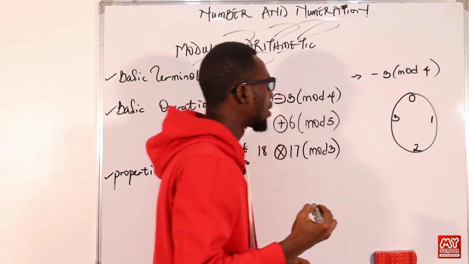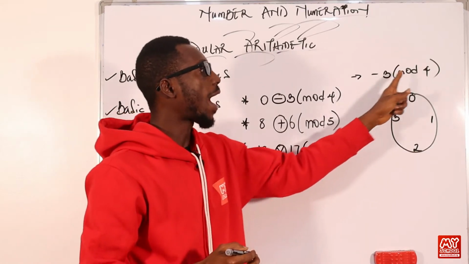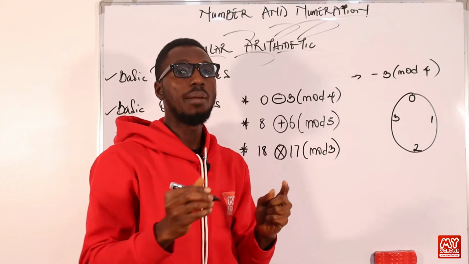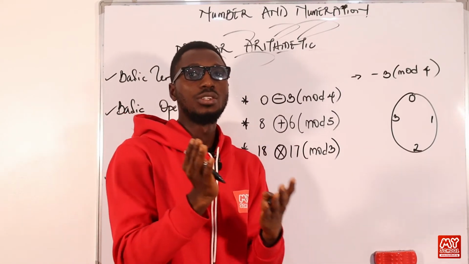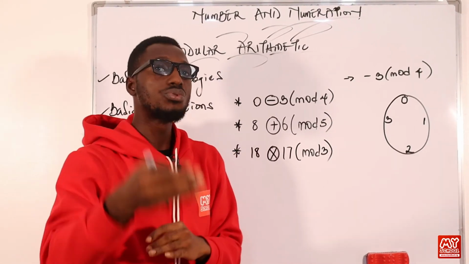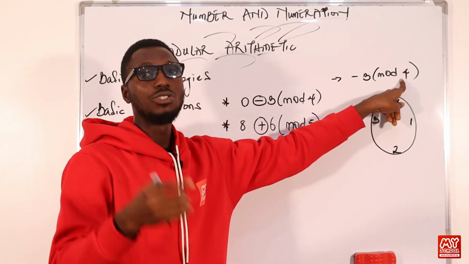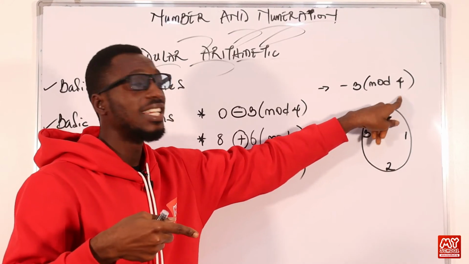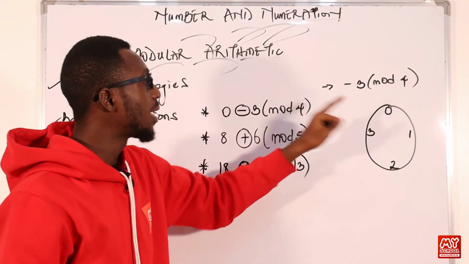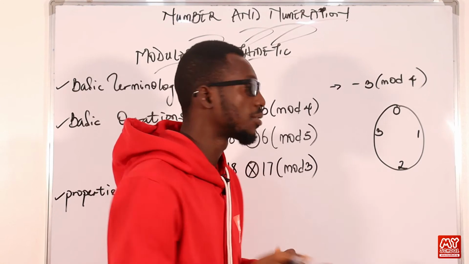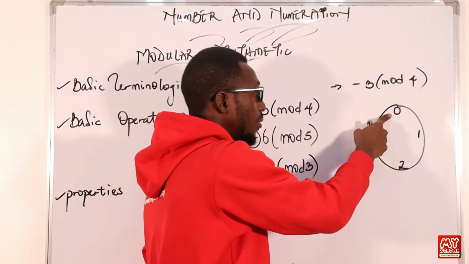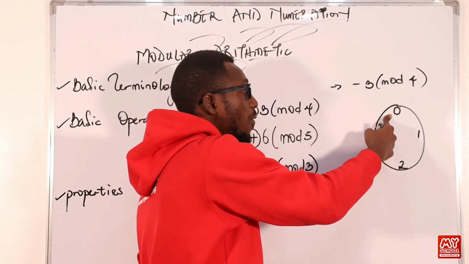So pay attention to this. If I have 5 in modulo 4, for instance, what will 5 be in modulo 4? Remember that your residual class should not be up to the modulo; the highest should be 1 less than the modulo. So let's find out what 5 will be. This is 0, 1, 2, 3, and 4 has become 0.